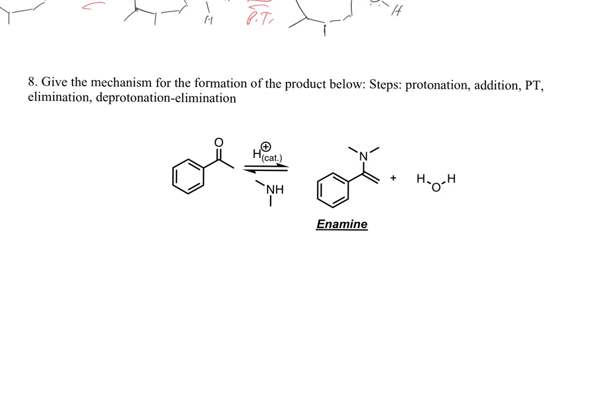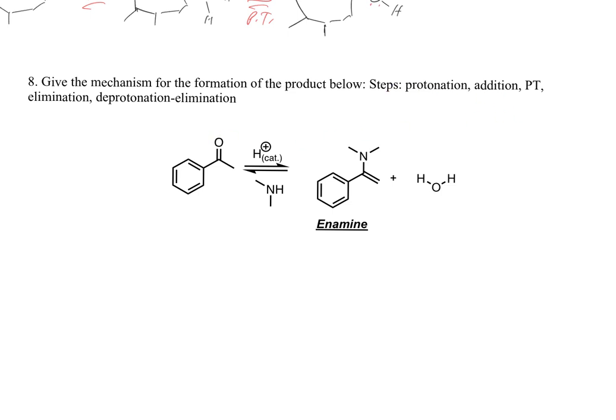So this one, the mechanism, I told you it's an enamine. All right, so that's good. You see a ketone and you see a secondary amine. So those are 2 things to think about. H plus is a catalyst. Looks like we're losing water. That oxygen's probably coming from there. Acidic conditions, so the first step is going to be a protonation. And I got all the steps here.